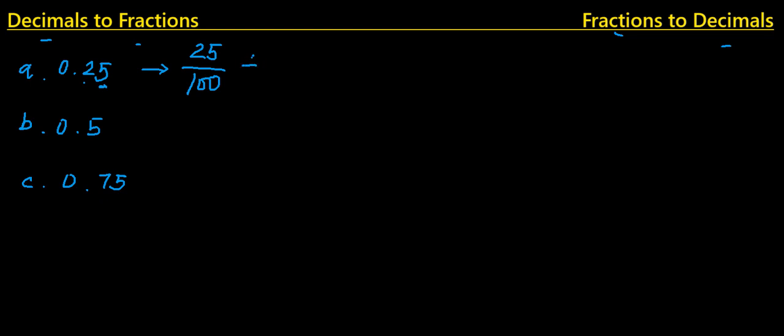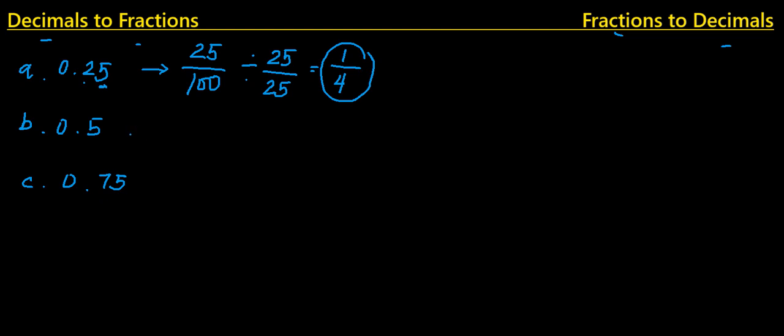Then reduce to lowest terms. The common factor is 25. So 25 divided by 25 is 1, and 100 divided by 25 is 4. So the final answer is 1/4. Therefore, 0.25 is equivalent to 1/4.